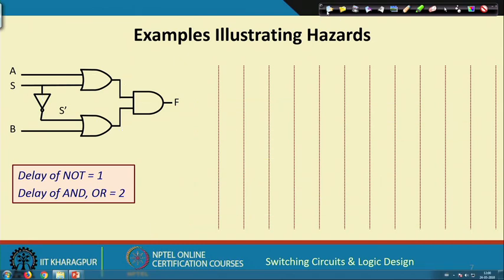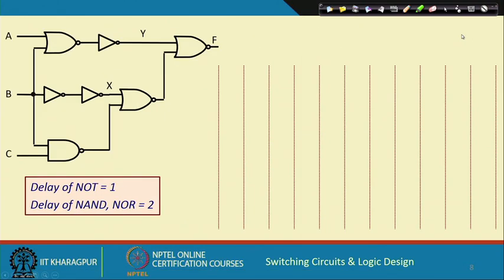Right. Let us take another example. This is a slightly more complex circuit. Here we assume that the delay of the NOT gates, there are 3 NOT gates, is 1. So, this is 1, this is also 1, this is also 1, and the NAND and NOR gates, there are 4 of them, are 2, this is 2, 2, 2 and 2.